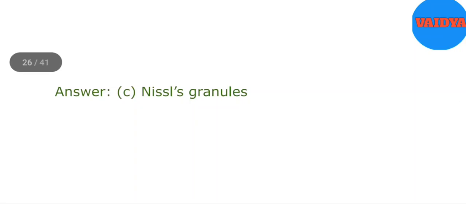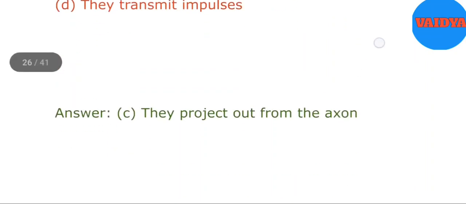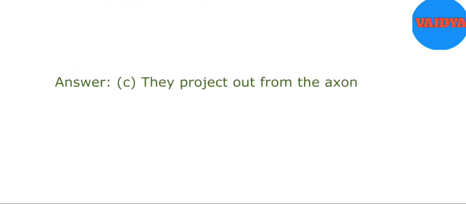Nissl's granules. 32. Which of these is not characteristic of dendrites? A. They contain Nissl's granules. B. They branch repeatedly. C. They project out from the axon. D. They transmit impulses. Answer: C. They project out from the axon.